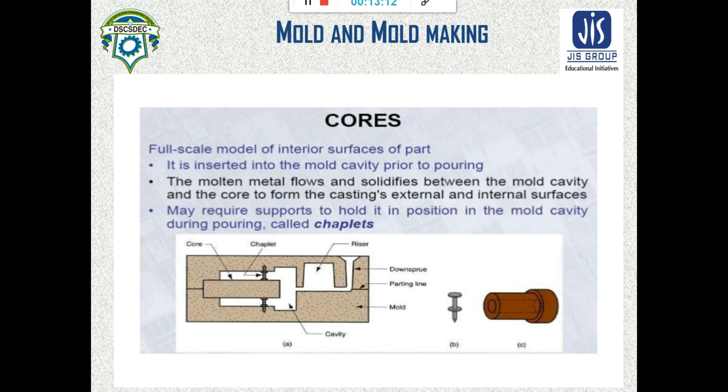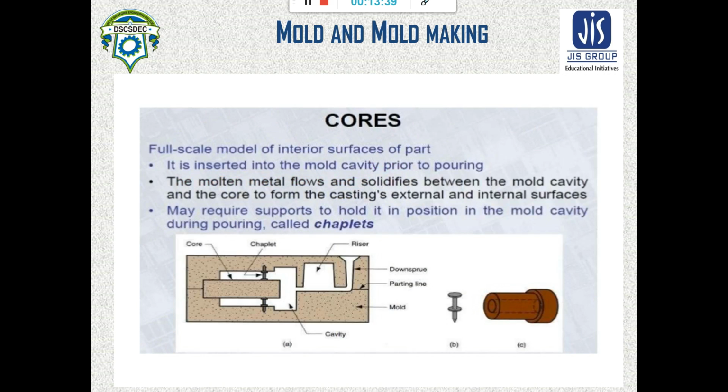Core is used to make internal cavities in a casting. So the internal cavities can be made by using the core, and the core is positioned in the core print of the mold, and it is held in place by using metal supports. Those metal supports are called chaplets. Okay, now this is about core.